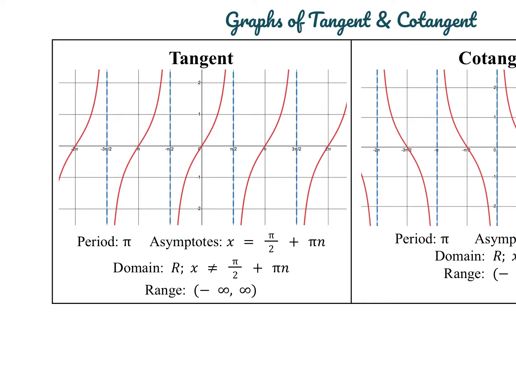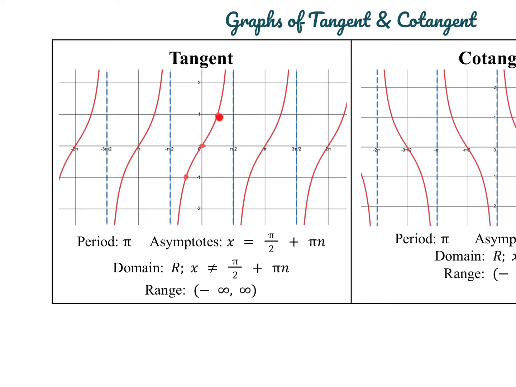Our asymptotes are going to be at pi over 2 and negative pi over 2, and then it's just going to repeat every pi units. So I said plus pi n. Notice that we're centered around our y-axis for these. And then I always like to start with the points 0, 0, pi over 4, 1, and negative pi over 4, negative 1.